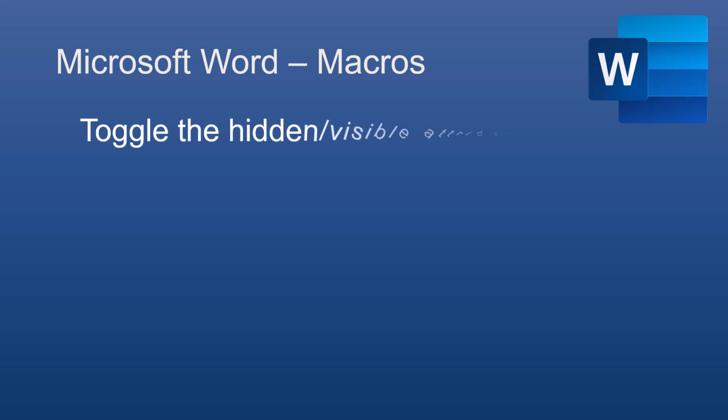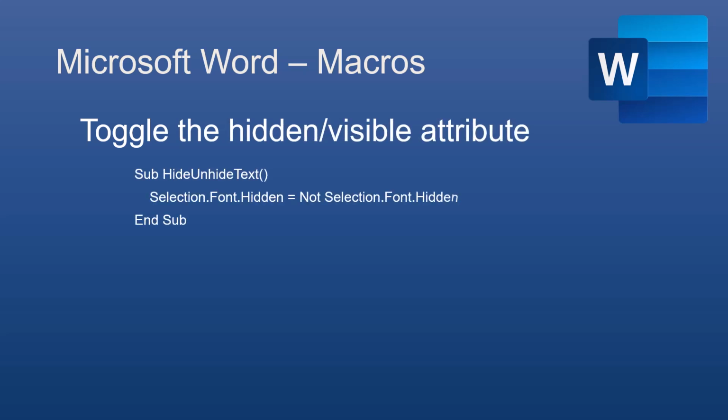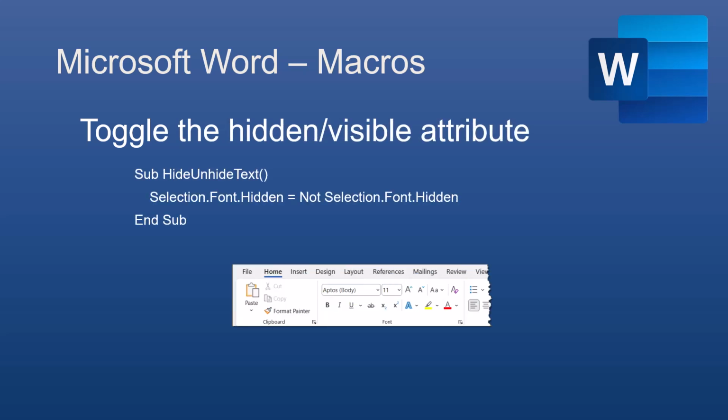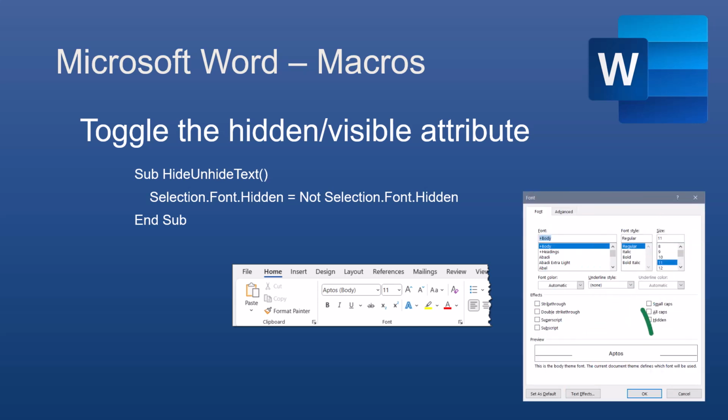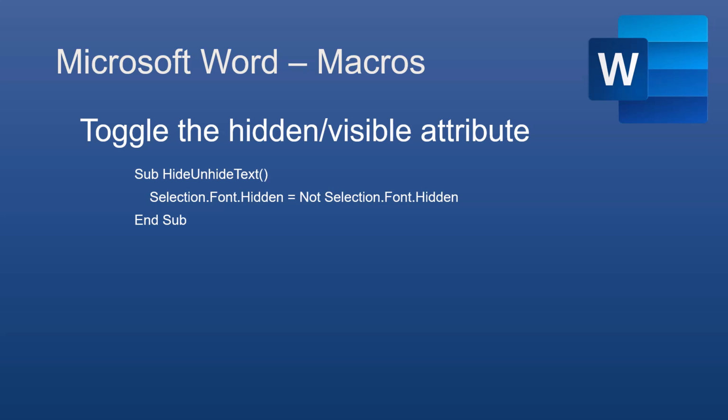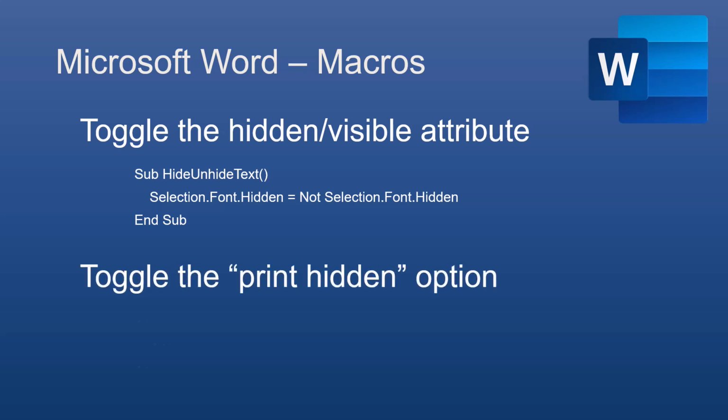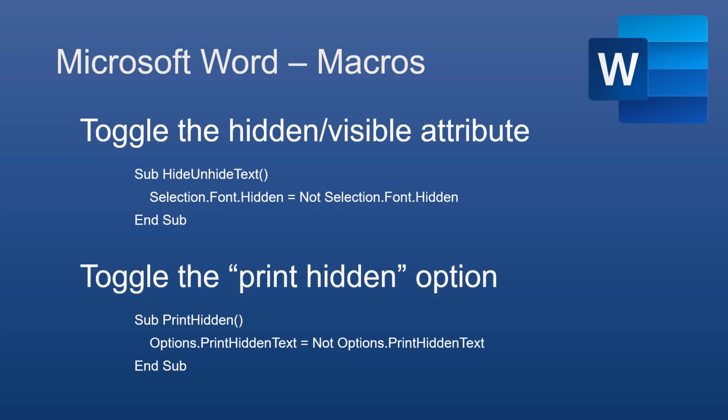So the first macro will be to toggle the hidden or visible attribute. So instead of having to go up to the Home ribbon, go into the Font dialog, and then check or uncheck that hidden box, this code will act as a toggle. So if the text is not hidden, clicking the button will hide it, and if the text is currently hidden, clicking that same button will unhide it. Likewise, for the printing of the hidden text, this code will act as a toggle to either print it with the hidden text or without the hidden text.